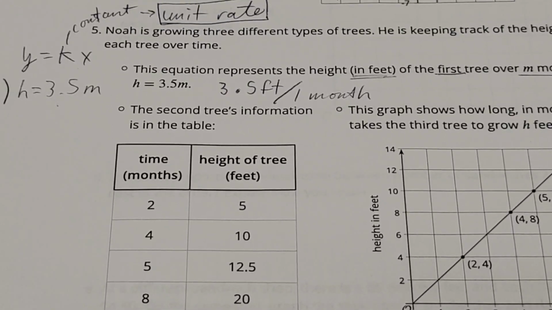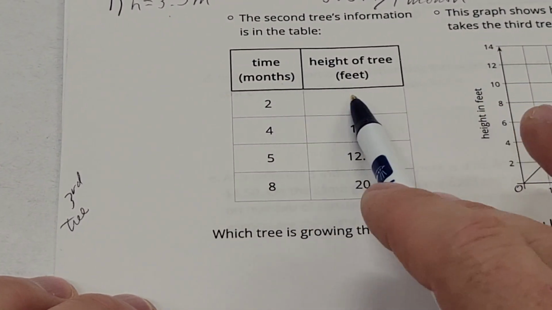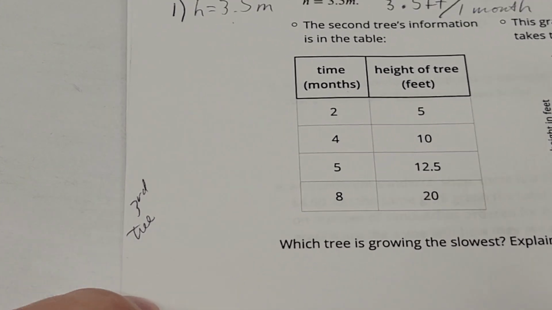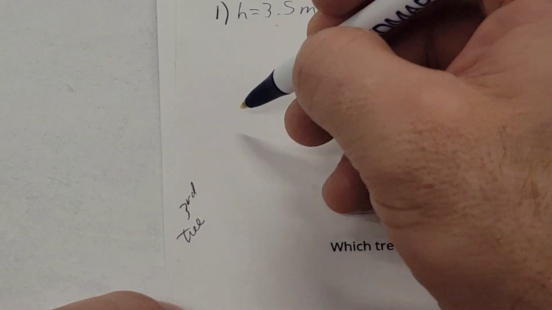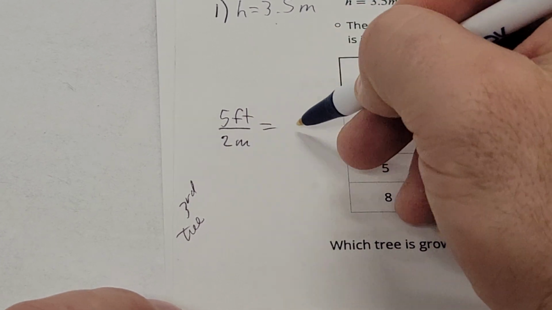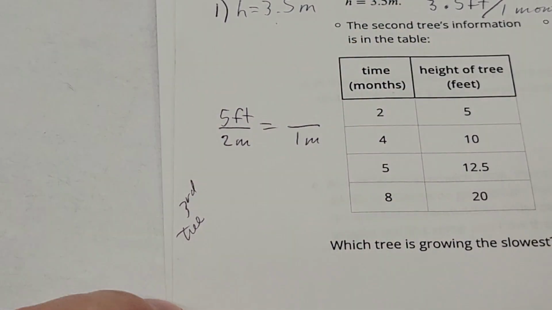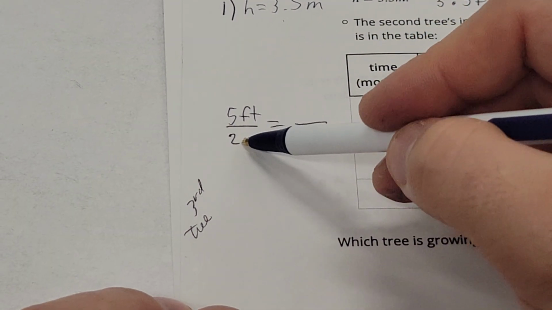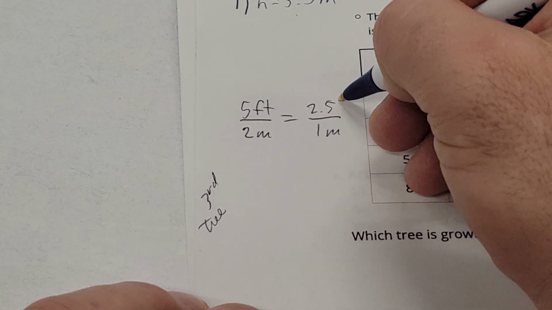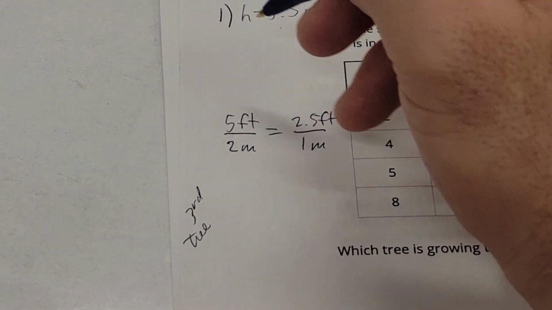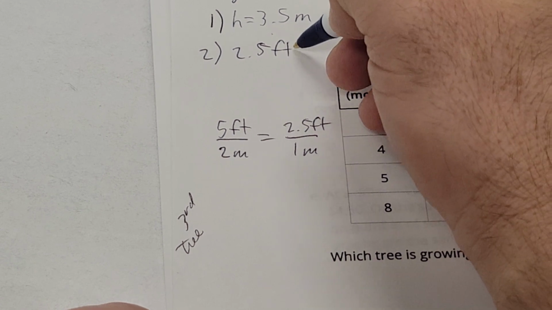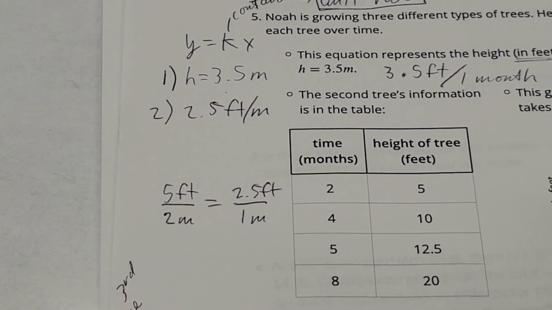That's its constant. So I have to look here. I have months and feet. Can I turn that into a unit rate? So you have a couple ways to do that. I can go ahead and make a ratio to say that this is going 5 feet per 2 months and try to turn that into 1 month. Okay? If it's 5 feet in 2 months, then actually divide that, and I get 2.5 feet per 1 month. So number 2 is 2.5 feet per month. Okay.